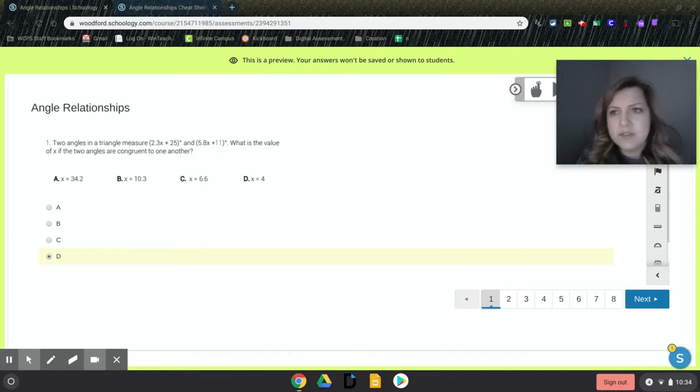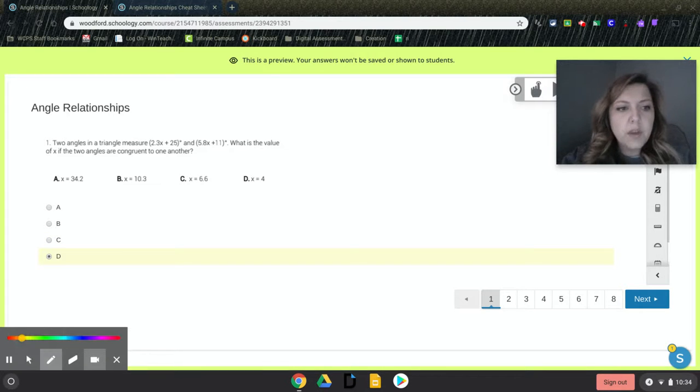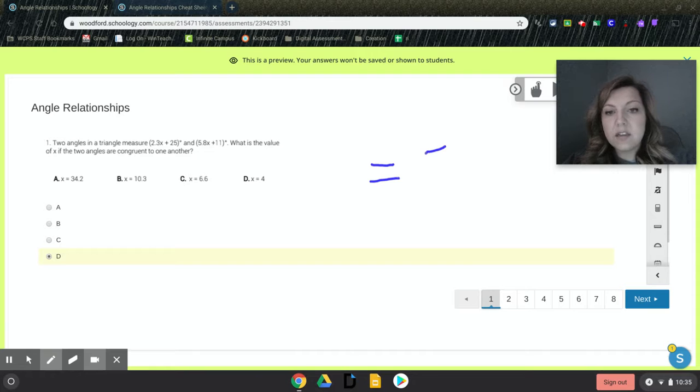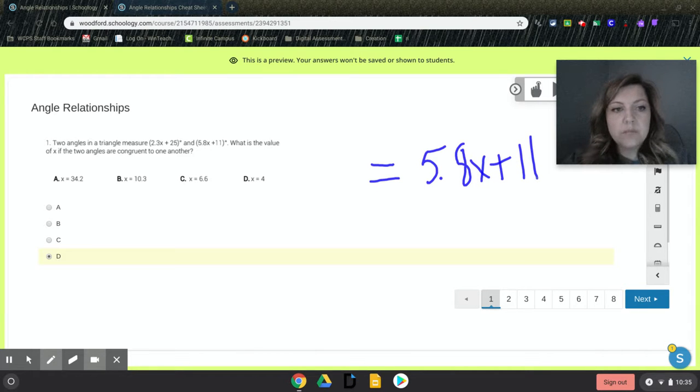I don't mean to have D selected, just ignore that. Okay, 2 angles in a triangle measure 2.3x plus 25 and 5.8x plus 11. What is the value of x if the 2 angles are congruent? Okay, so if they're congruent, that means they are equal. They are the same. So I need to take these 2 expressions and set them equal to one another.